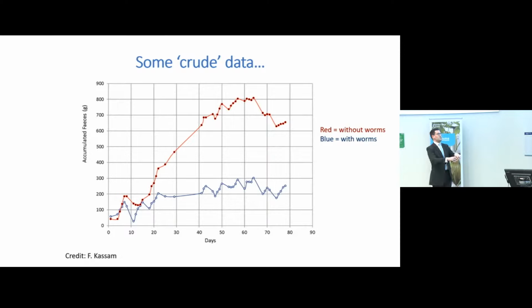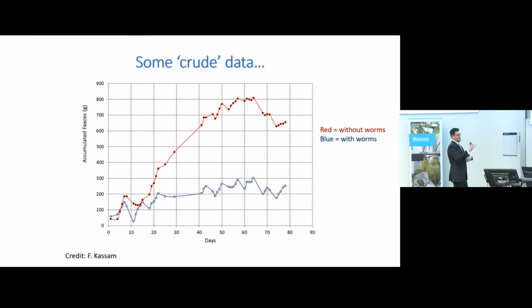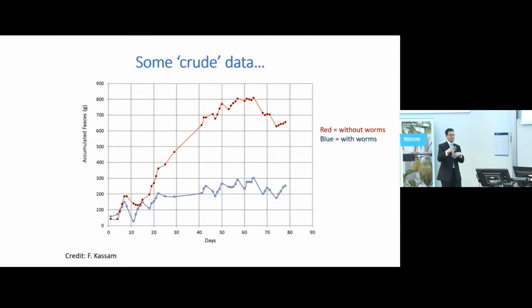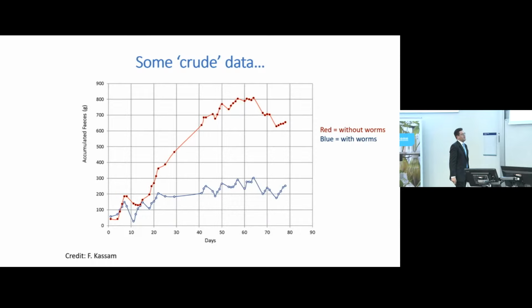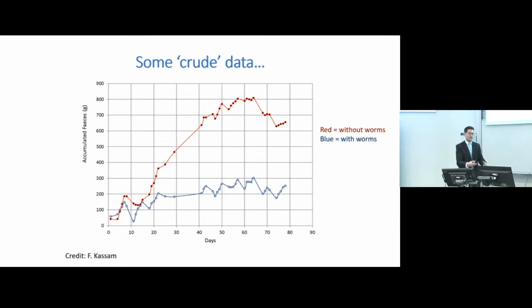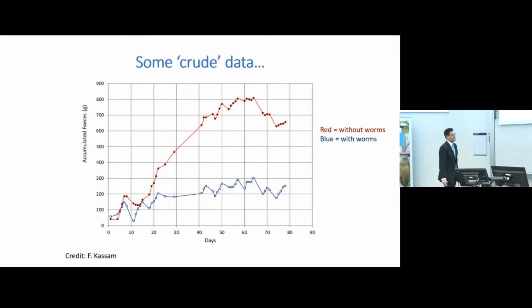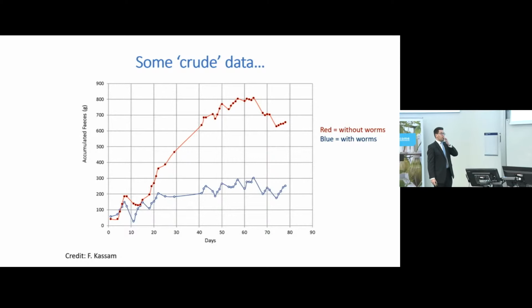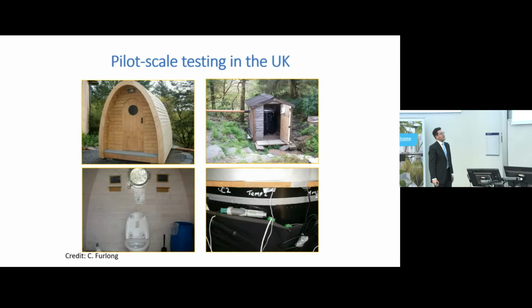And this was very early on in the program, but she showed in a very robust, nice way that you're probably reducing the fill rate by maybe 2/3, at least half, maybe 2/3, by optimizing the worm performance in the toilet. So we did the pilot testing in the UK.